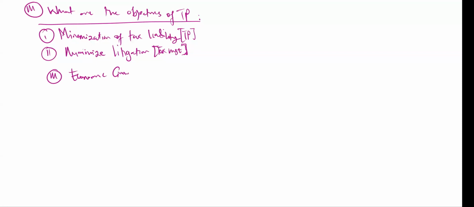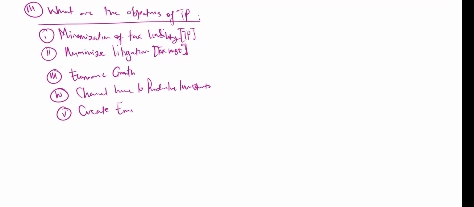Another objective of tax planning is to lead to economic growth, right? Channel income to productive investment in the economy, and create employment for people. And then you can also talk about increasing disposable income in the hands of people.